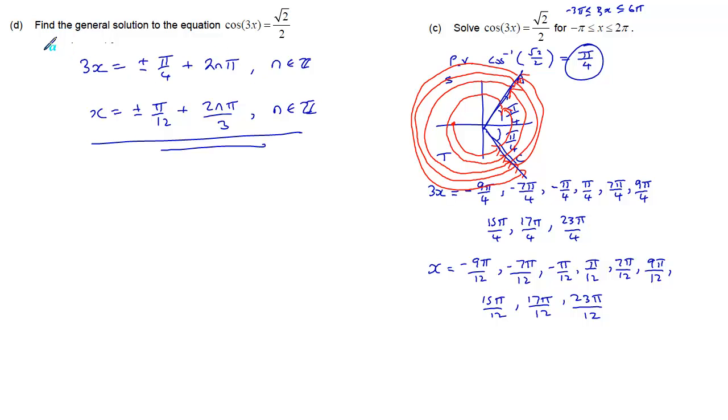And actually, you could have done this part first and then varied the value of n to find the solutions for part C.